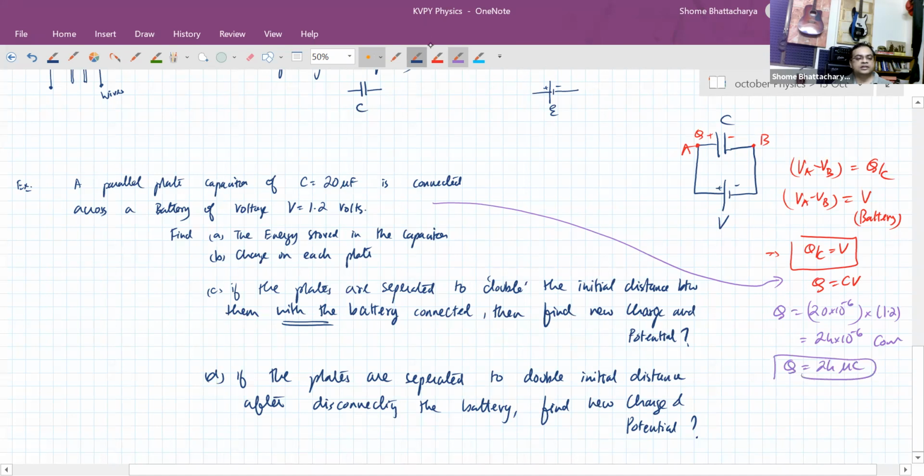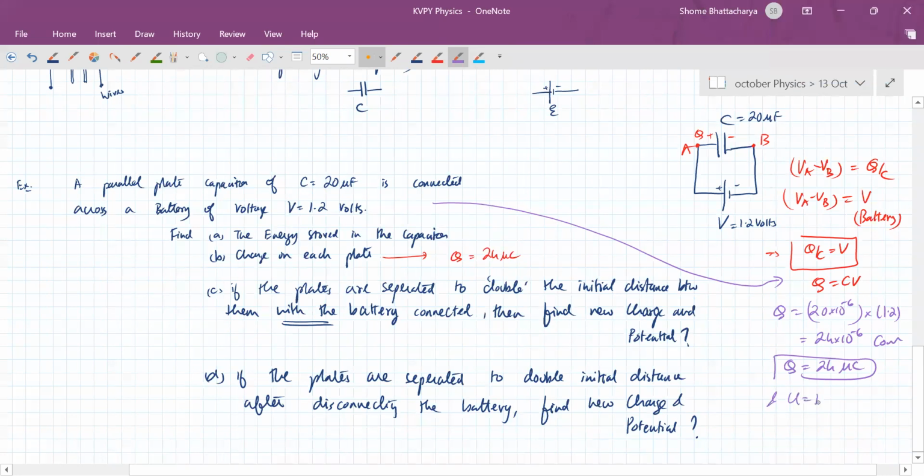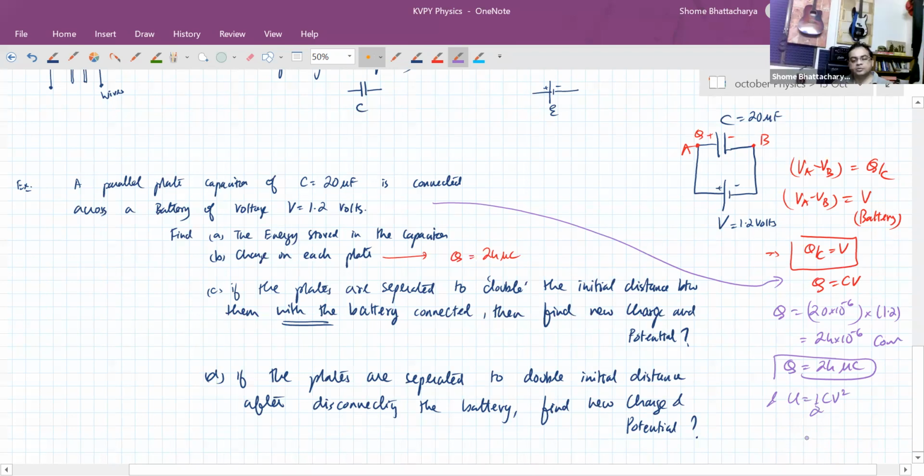Okay, that when we have connected a cell of voltage 1.2 volts like this across a capacitor which has a capacitance of 20 microfarad, then the charge on each of the plates will be this much. So that's the answer to the part B. Q will be equal to 24 microcoulombs, and the energy stored in the capacitor, in addition to that. Same as work done, right? Slight difference. So I'll come to that also.